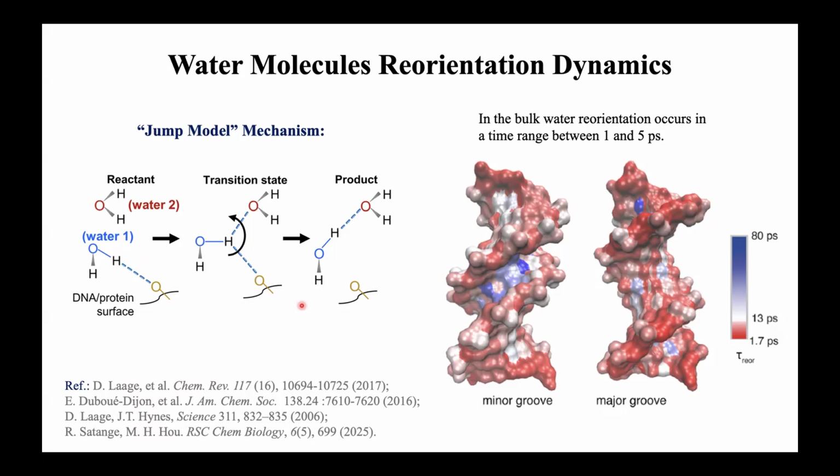The reorientational times for water molecules were also calculated, and the results show that water reorientation in bulk water occurs in the time range between 1 and 5 picoseconds, while closer to DNA, near the phosphate groups, the time increases to around 10-30 picoseconds. Inside the DNA grooves, especially the minor groove, reorientation slows down significantly, with times that can reach about 80 picoseconds.